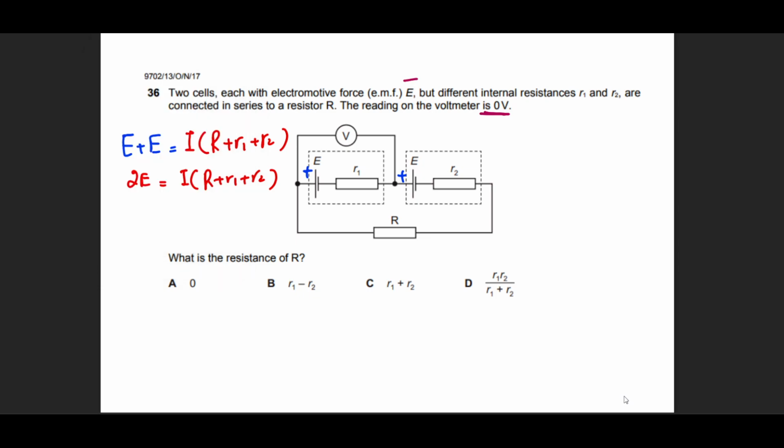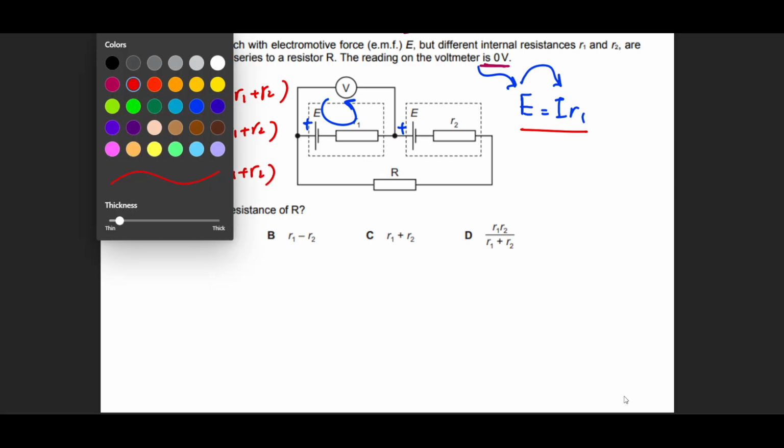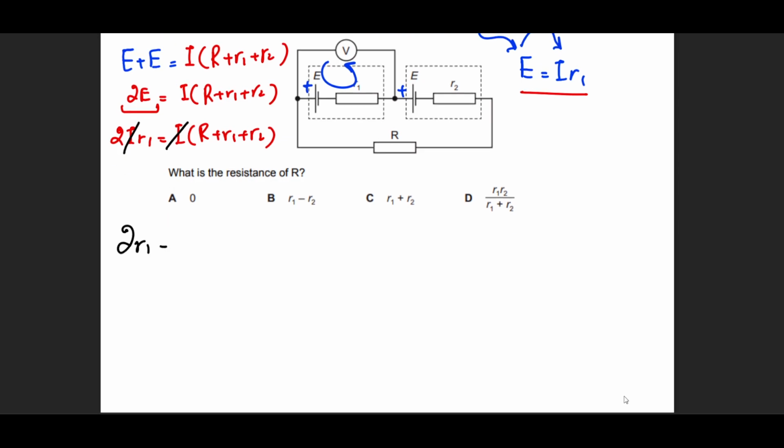The second equation comes from this information. We understand that across this loop, the voltage is 0. Whatever is being provided, it is being consumed. So I can see that E should have been equal to IR1, right? Whatever energy is provided by the battery is being consumed by this resistor. So this is what the equation is going to look like, okay? So let's replace this equation into this part of the equation. So it's going to look like this. 2 times IR1 equals I into R plus R1 plus R2. And we can very well see that this I is going to get cancelled out. So we are left with 2R1 equals R1 plus R2 plus capital R.